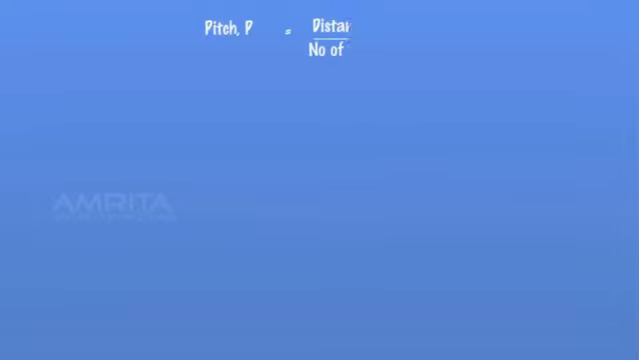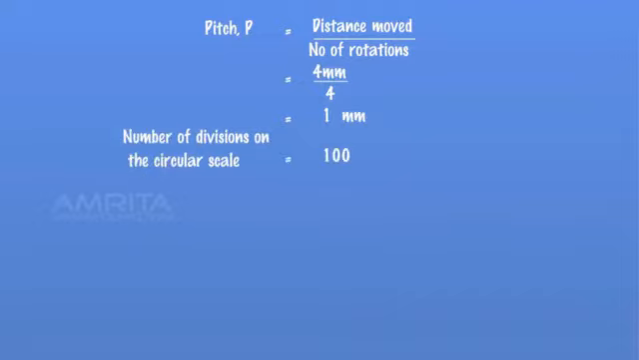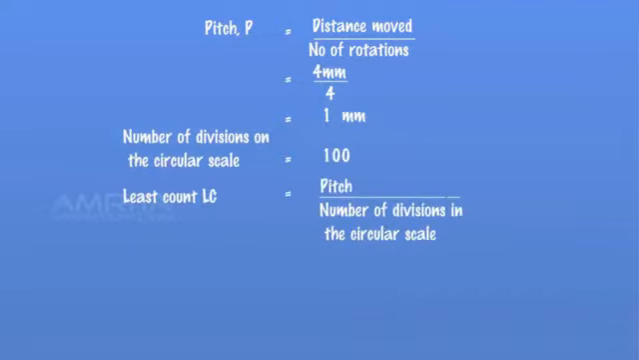Now, pitch is equal to distance moved by number of full rotations. Calculate the least count of the spherometer using the formula. LC is equal to pitch by number of divisions on a circular scale.